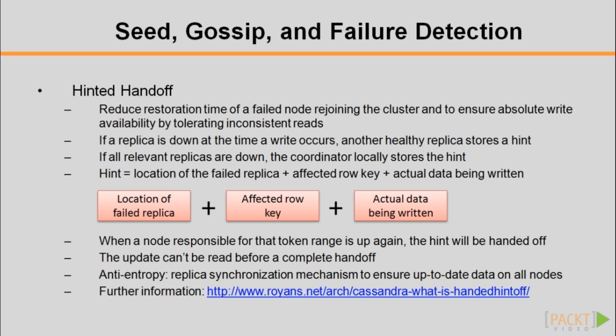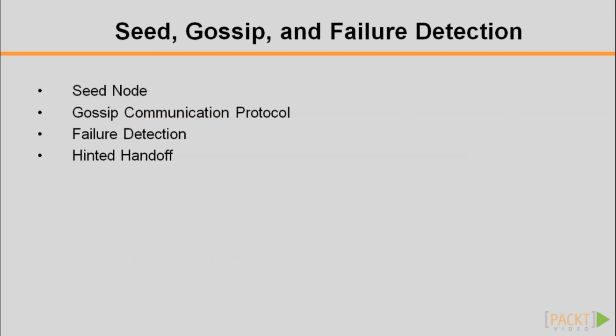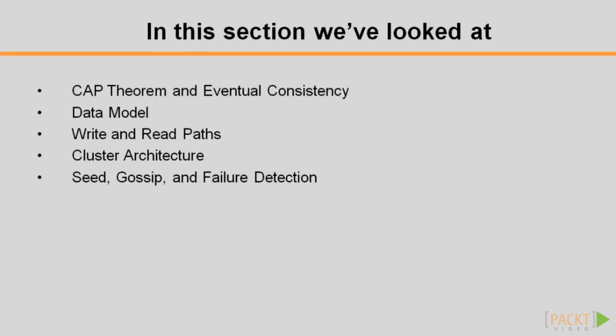Another repair mechanism is called anti-entropy, which is a replica synchronization mechanism to ensure up-to-date data on all nodes, and is run by administrators manually. We've looked at the high availability mechanism and how failover and recovery are designed in Cassandra. In this section, we've looked at the CAP theorem, eventual consistency, Cassandra's data model, write and read paths, and its superior clustering mechanism. Now we have a deeper understanding of Cassandra's architecture. Next, we're going to roll up our sleeves and install a single-node Cassandra that will then grow into a 3-node cluster.